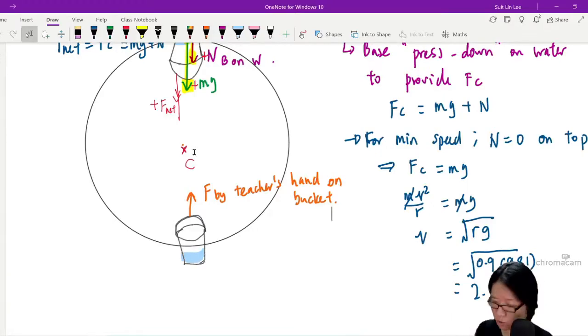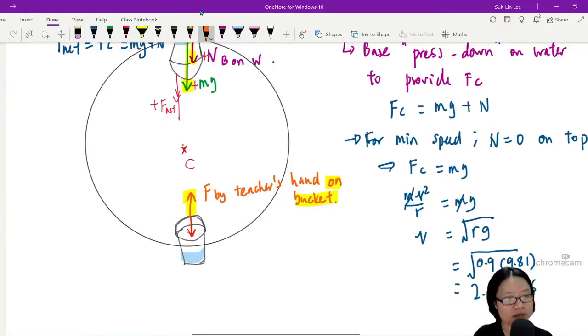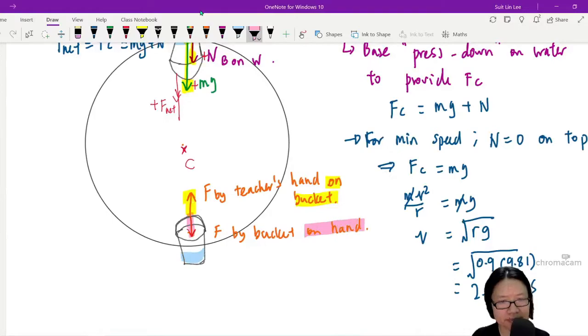And then you can fill it with water and then you start swinging. You will feel that this force is the highest here. And the force on your hand is actually a force that is pulling down. Newton's third law. So this first force, this up here, is the force on the bucket to keep the bucket in circular motion. This downward force here is the force by the bucket on the teacher's hand. On the hand. That will be this force here.